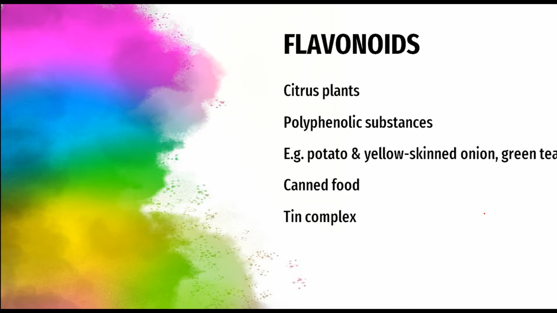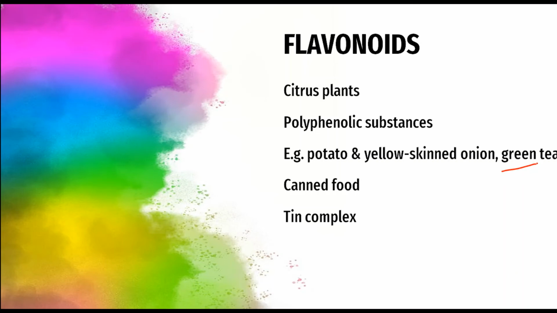Then we have flavonoids. These are found in citrus plants as well as synthetic sweeteners. These are polyphenolic substances. The groups of compounds are flavones, flavonols, flavanones, chalcones, aurones and bioflavonoids. For example, potato and yellow skin onion impart yellow flavonoid. And in green tea, quercetin, kaempferol and myricetin are present.